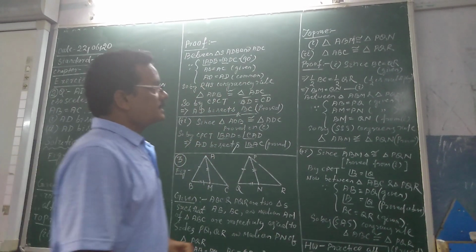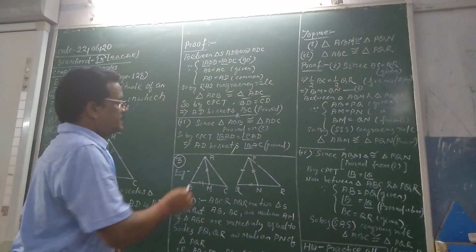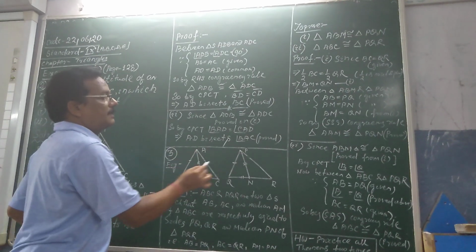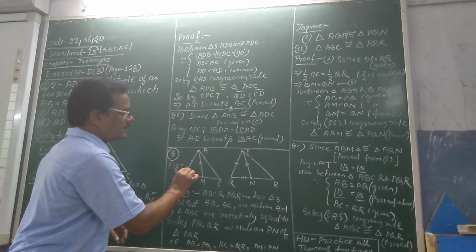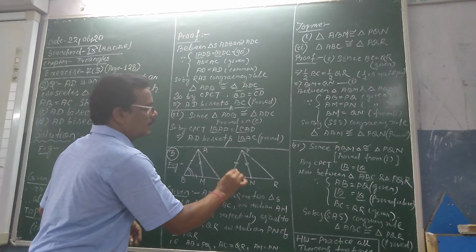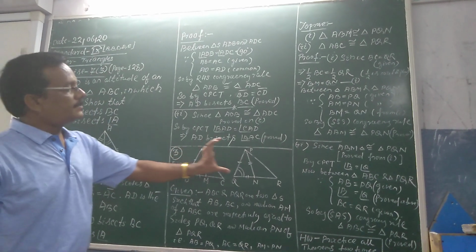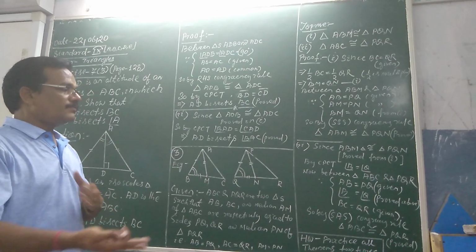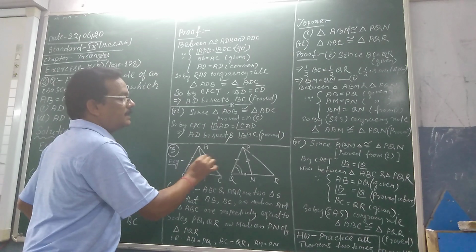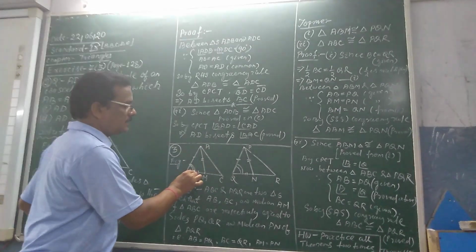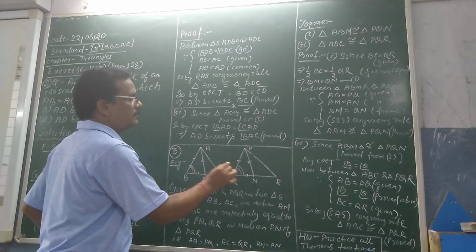Now the B2 proof is triangle ABC congruent to triangle PQR. You see, since the two triangles ABM and PQN are congruent to each other, by CPCT, angle B equals angle Q. Why does angle B equal angle Q? Because corresponding angles mean the angles opposite the equal sides. Since this side and this side are equal, the opposite angle equals this angle, and here the opposite angle of PN equals this angle. So these two angles are equal to each other.